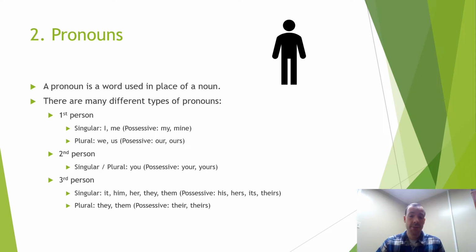Third person pronouns are referring to someone else, someone that you're not talking to or referring to directly. Singular pronouns include it, him, her, they, or them. Possessive forms: his, hers, its, or theirs. There's lots of these, right? And if it's plural, it would be they or them, or possessive would be their or theirs. Note that we can use they or them in the third person singular to refer to a specific person or being. We can also use it as a plural to refer to more than one.